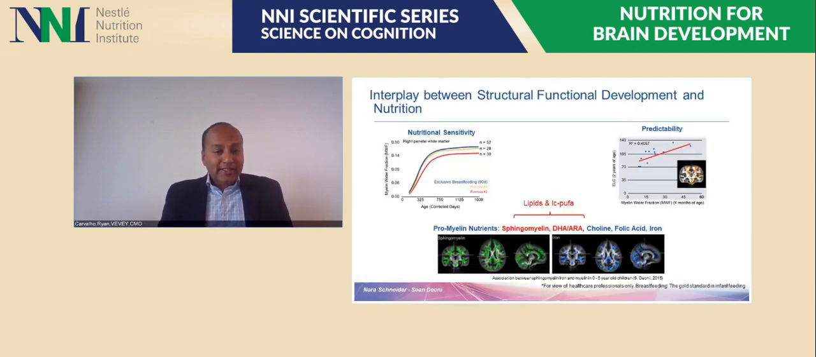And when they looked at the specific nutrients which can impact myelination, now that we know that the correlation exists between the myelination water fraction at this particular age and the early learning composite, these nutrients were sphingomyelin, DHA-ARA, choline, a B vitamin like folic acid, and iron.